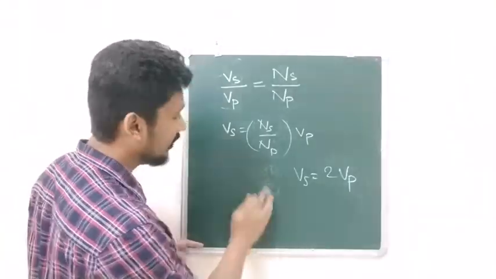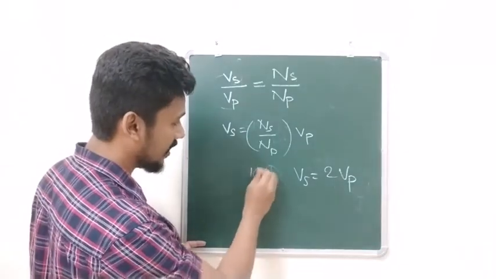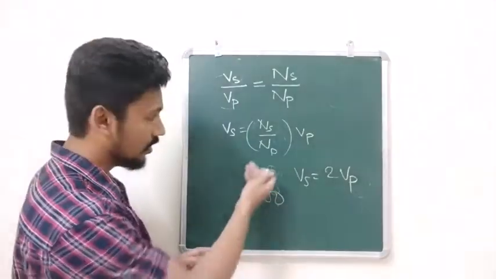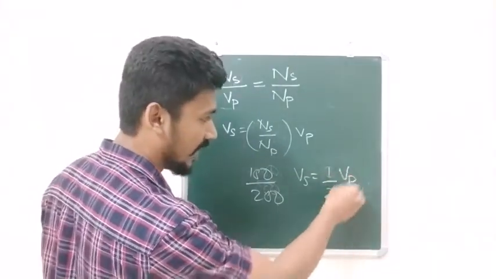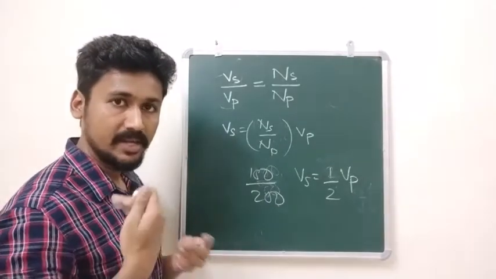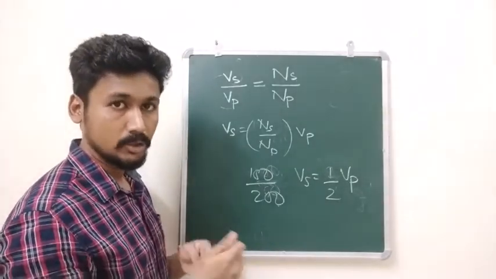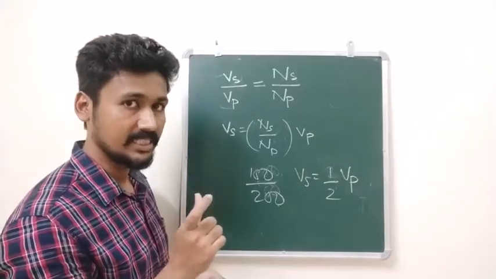That is, if in the secondary we are having a lower number of turns, let us say in the secondary we have 100 turns, but in the primary we are having 200 turns. So now it will be half, right? So now here you will get Vs is equal to 1/2 of Vp. So if the primary voltage is 100, the secondary voltage will be 50. That is called a step down transformer. I hope this distinction is clear.